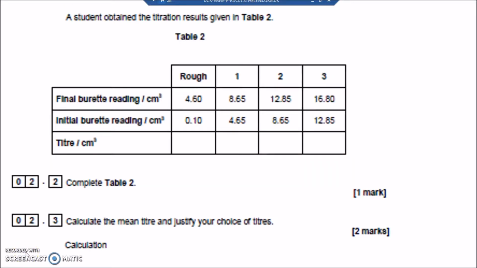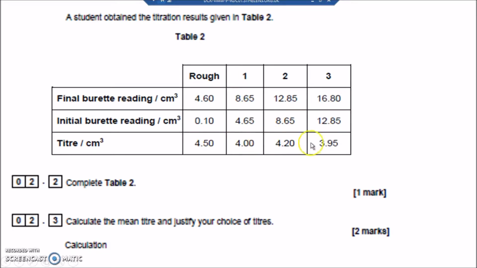2.2. A student obtained titration results given below. Complete the table. All you need to do is subtract these values and make sure you do it to 3 significant figures or 2 decimal places, and it comes out as such. Calculate the mean titer and justify your choice of titers.